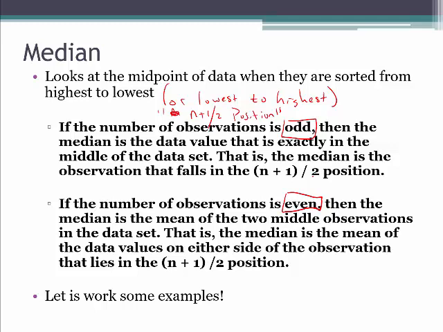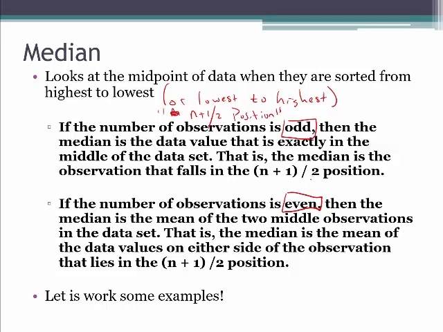If the number of observations is even, then the median is the mean of the 2 middle observations of the data set. So this is a little weird. To find the median, you have to take the average of the 2 middle data values. That is, the median is the mean of the data value on either side of the observation that lies in the n+1 divided by 2 position. I'll do an example of both, one where you have an odd and one where you have an even number of data values.